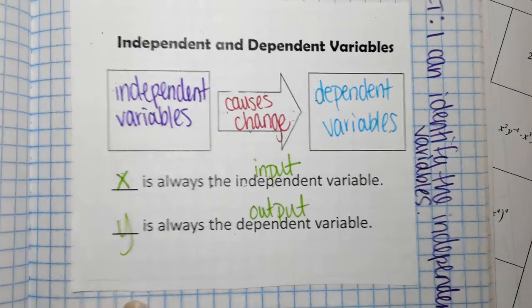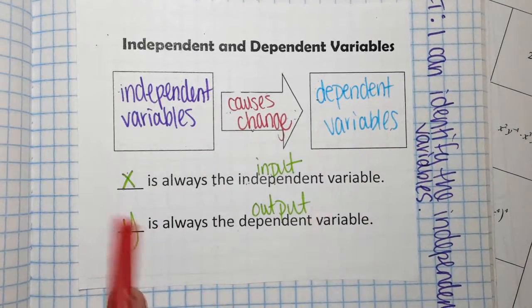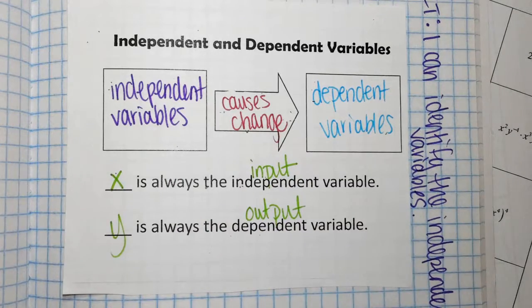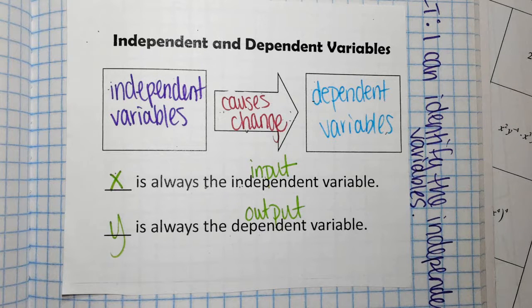So what we're going to do today is combine labeling our independent and dependent variables with function notation. Are you guys ready? You're going to need two colors. Okay, let's not snatch.